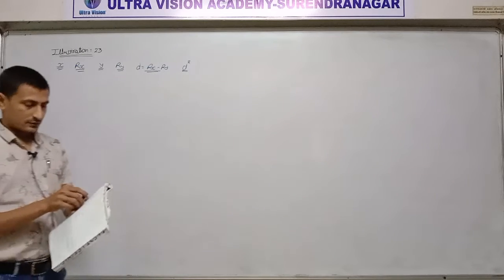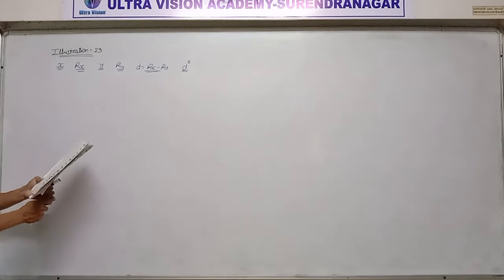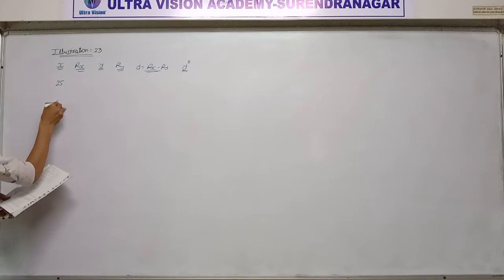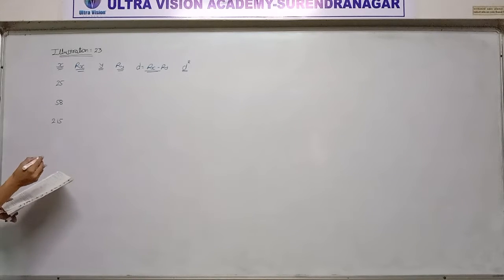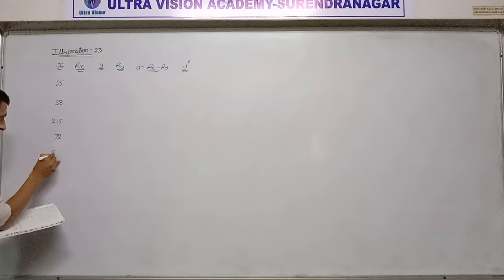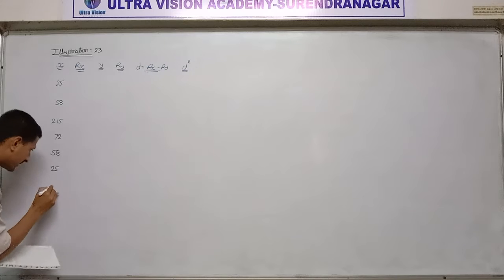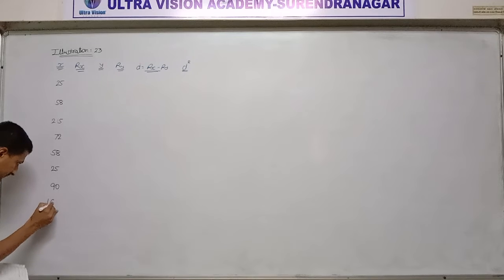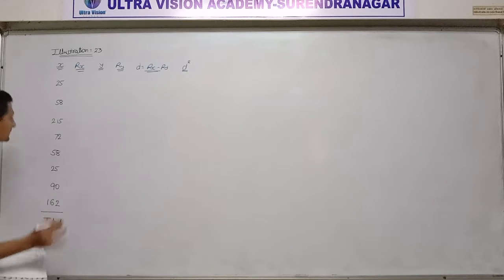First of all, write the sales variable x: 25, 58, 250, 72, 58, 25, 90 and 162. Last, write down the total.